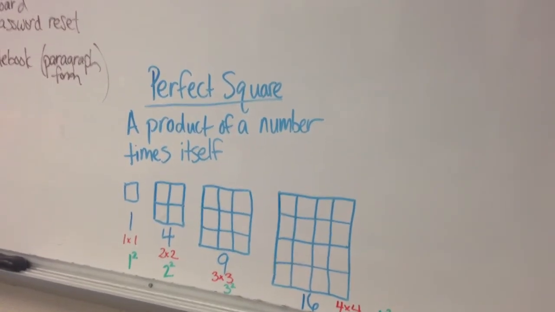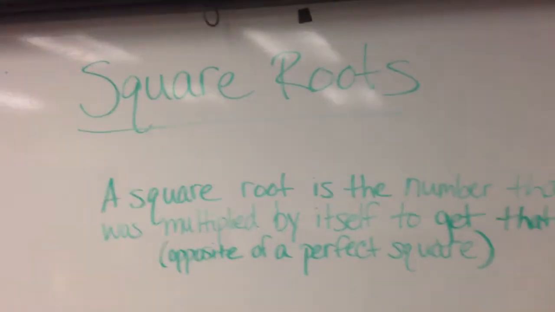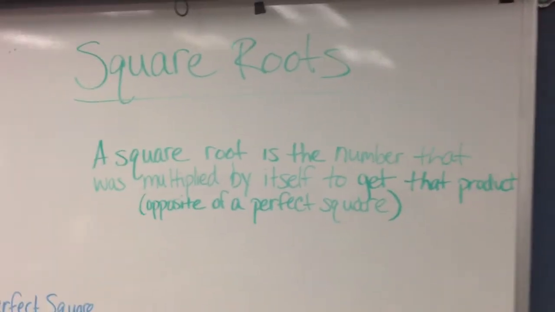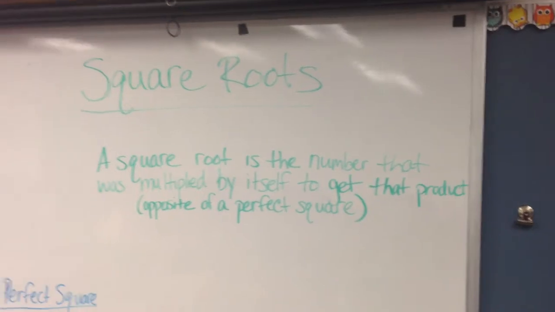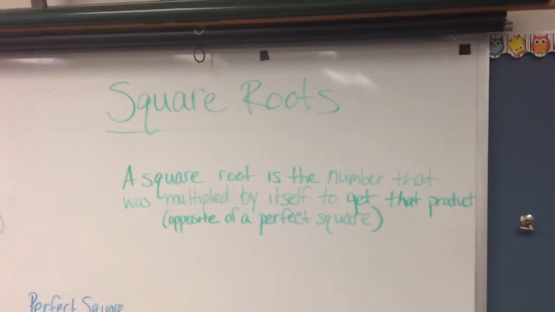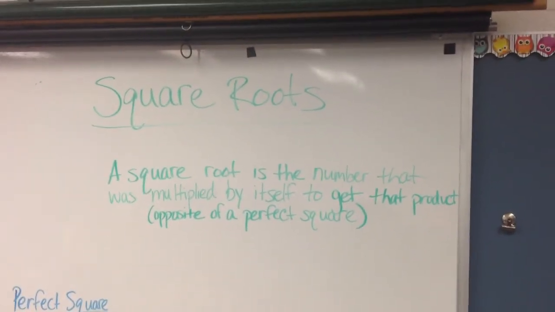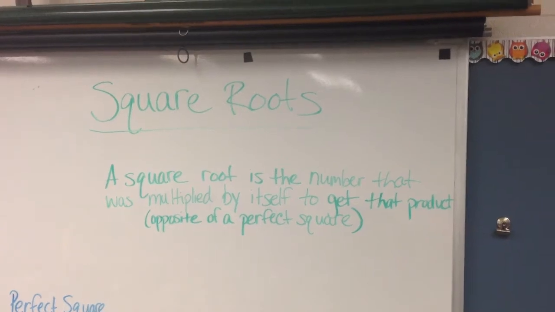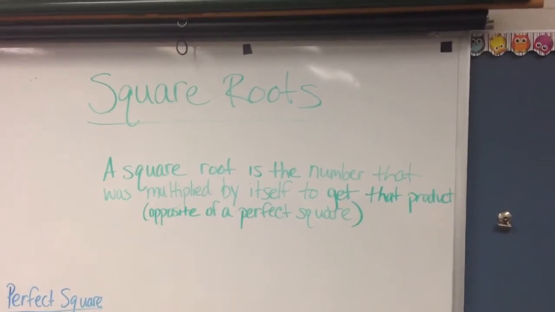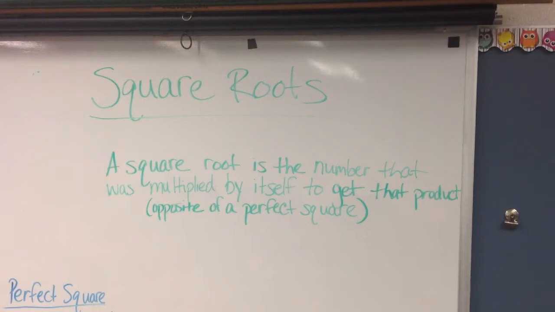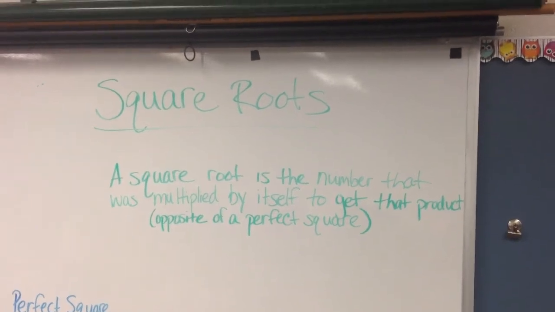Today when we talk about square roots, we're looking at something that's basically the opposite of a perfect square. So, and I do want you to write this down in your notebook. You can pause this to write down this definition. A square root is the number that was multiplied by itself to get that product. So it's the opposite of a perfect square.